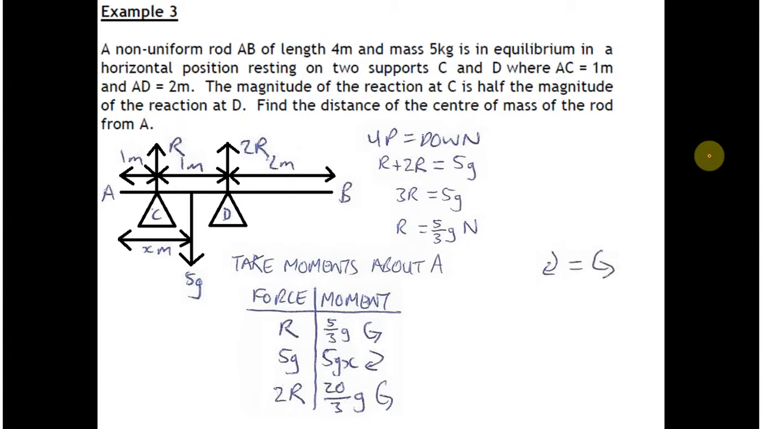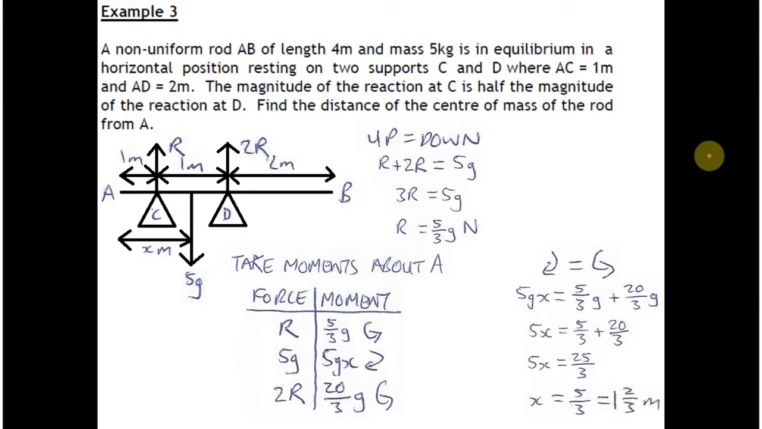So again, we make our clockwise equal to our anti-clockwise moments. So our 5GX equals 5 thirds G plus 20 thirds G. We can cancel out the G's, so 5x equals 5 thirds plus 20 thirds. Adding the thirds together, 5x equals 25 over 3. Divide by 5, we get 5 over 3, or 1 2/3 meters.